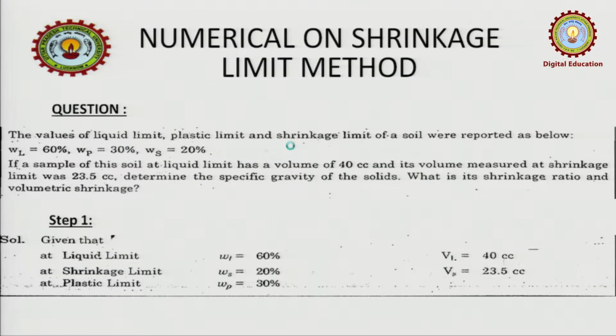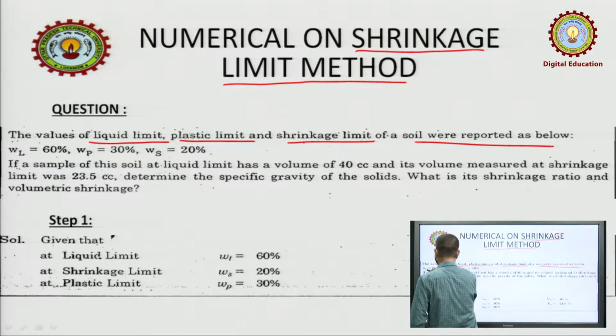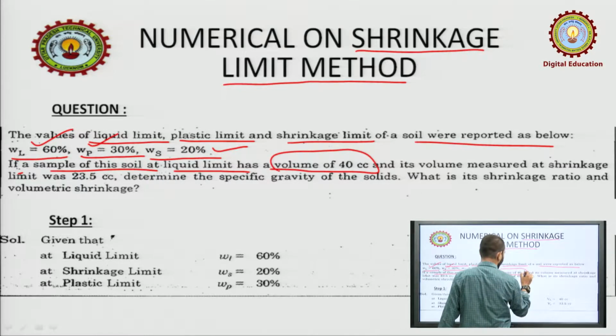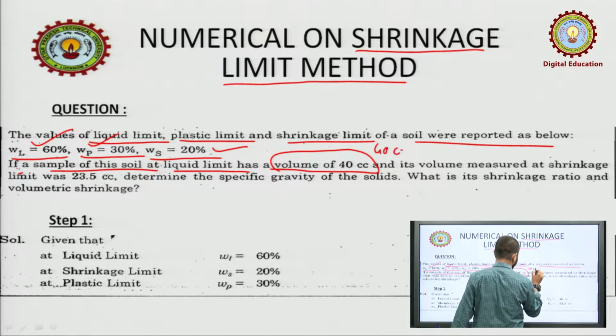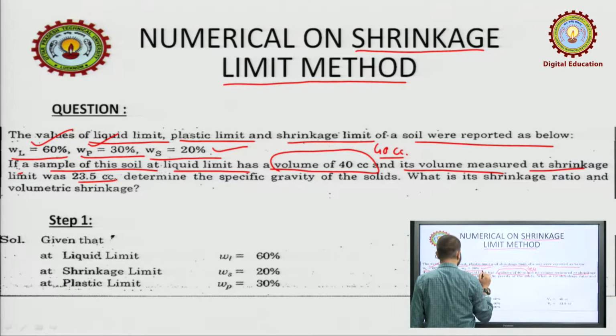This is the numerical problem based on the shrinkage limit. Let us see what is given to us and what we are to find. The values of liquid limit, plastic limit, shrinkage limit of a soil were reported as below. WL is given, WP is given, WS is given. So these three parts are already given to us. If a sample of this soil at liquid limit has a volume of 40 cc, that is 40 cubic centimeter, its volume measured at shrinkage is 23.5 cc.